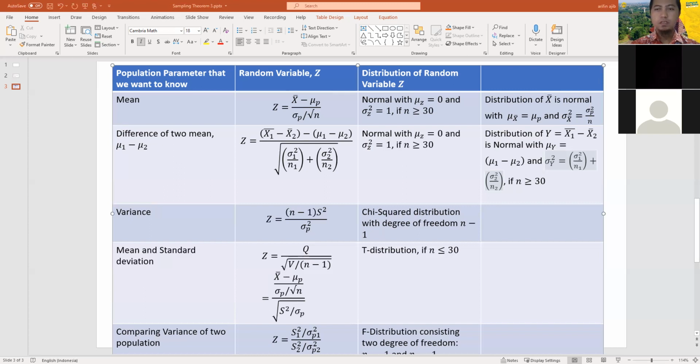Hello, sir. For the second one, right? The difference of two mean. Is there any example of a problem for this one? Is it probably similar to yesterday's, but there are two different means? Yes, this is yesterday's application or sample case. Oh, okay.